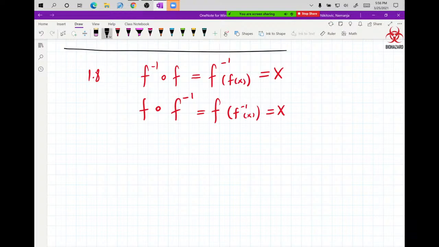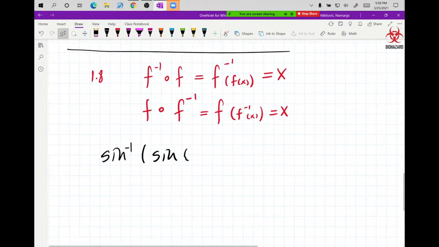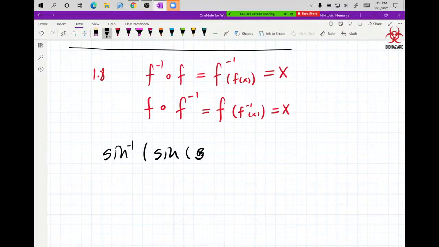Now, this immediately means, because that holds for all functions out there, that clearly sine inverse of sine of a flower is a flower, because these guys cancel each other out. It's what you do for inverses. You have seen this before.